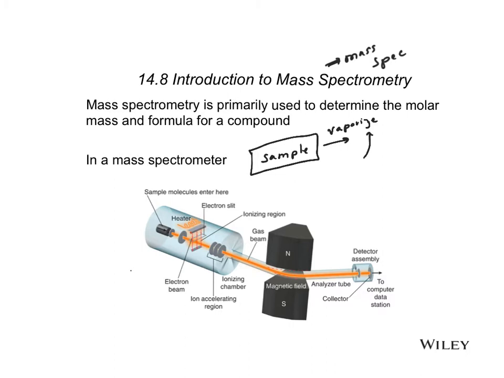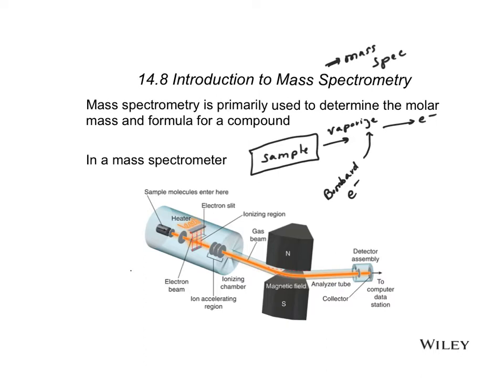Then what we do is we bombard it, and they love to use the word bombard, so I'm going to write that out. Bombard it with high energy electrons, okay? So we vaporize it and then we shoot at it a bunch of high energy electrons. Now, what does that make it do? When it gets hit by these high energy electrons, what it does is it shoots out an electron of its own, okay? That is the basis of what we're doing with respect to mass spec.